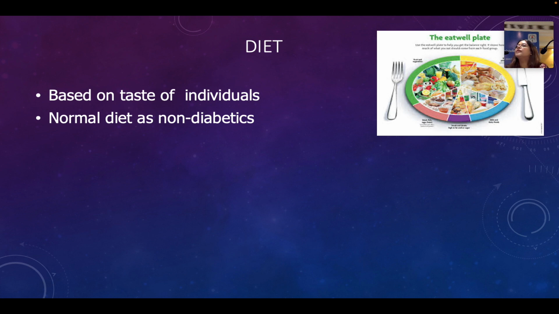We never tell them that you have to stop any fruit. I have never told my patient कि आप आम नहीं खा सकते, आप बनाना नहीं खा सकते, आप लीची नहीं खा सकते, आप अंगूर नहीं खा सकते. ऐसा कुछ नहीं है. They can have all the fruits that they want, but the quantity has to be determined and it has to be covered adequately by the insulin doses. So they can have everything that they want, but it has to be in a planned manner.